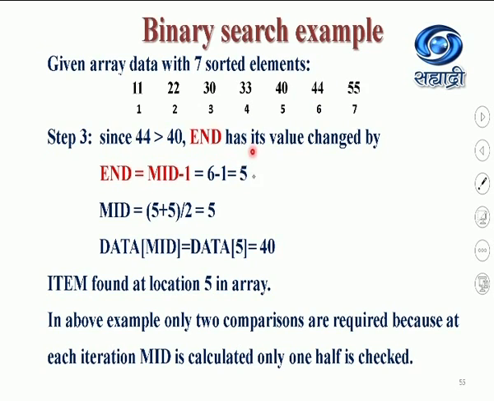So this is your new value for the end variable. Beg will remain as it is. So beg is 5 and end is also 5. So 5 plus 5 divided by 2. So the mid variable has value 5.